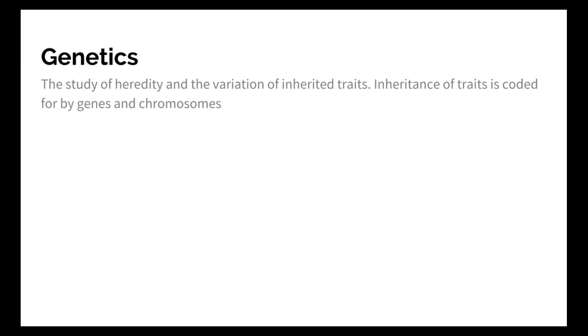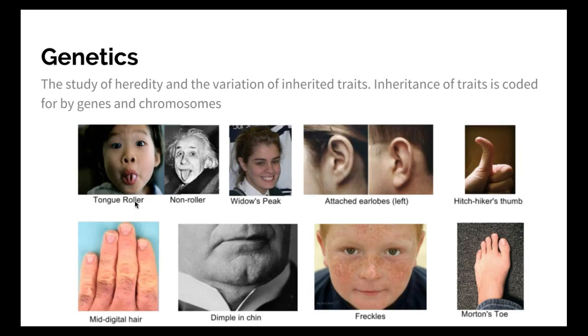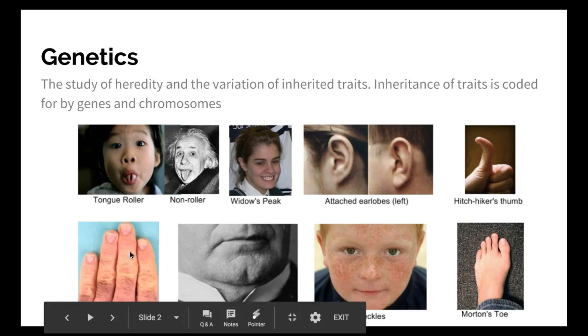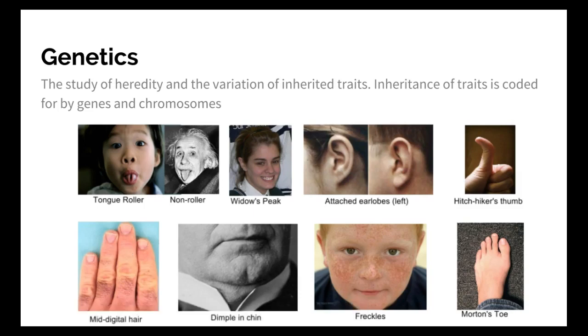So some of the traits that we could look at that you guys have or maybe don't have, we've talked about a couple of these: being a tongue roller versus a non-roller. Your widow's peak, so that means a little triangle part at the front of your hair, versus a straight hairline. You can have attached earlobes or not attached earlobes, hitchhiker thumb, mid-digit hair. You can have cleft chin or freckles, or you can have something called Morton's toe. So these are all genetically inherited traits that you can get from your parents or not from your parents, depending on what they carry.